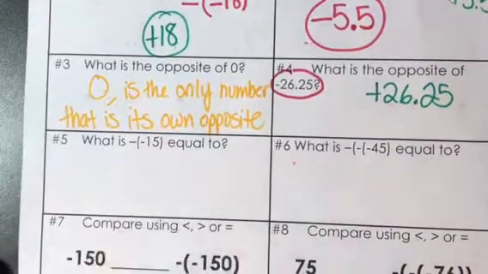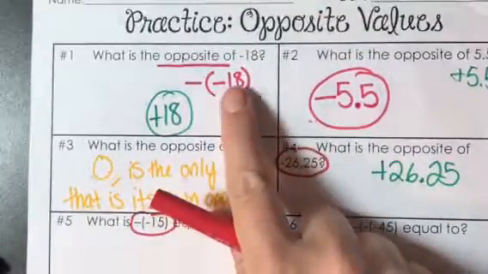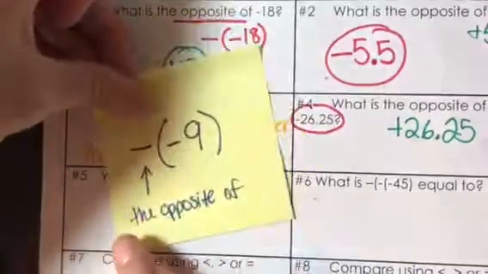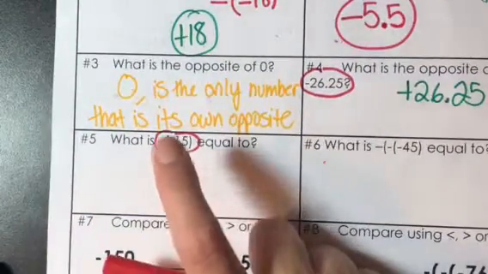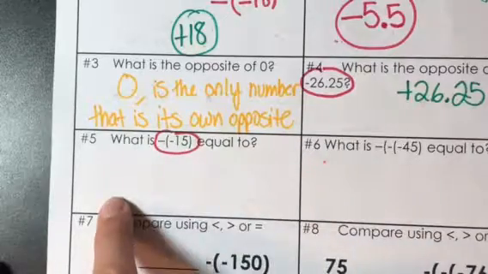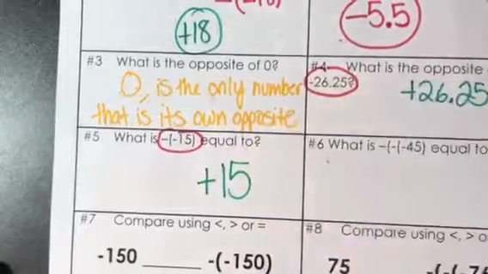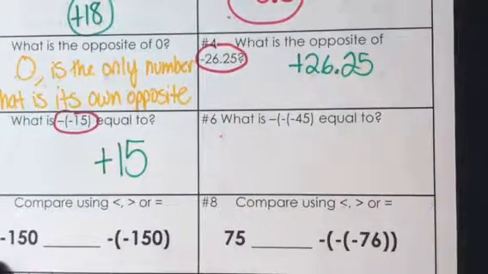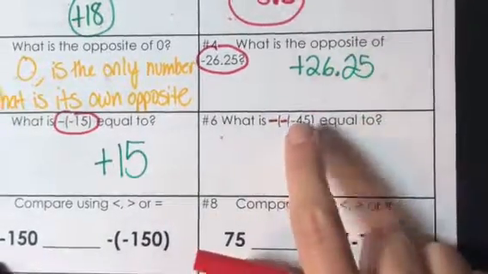This looks like what Miss Madera just wrote up here. That line means the opposite of, so the opposite of negative 15. Well, the opposite of negative 15 would be positive 15. Oh, now they're trying to trick us again. Let's take a look. What is the opposite of negative 45?